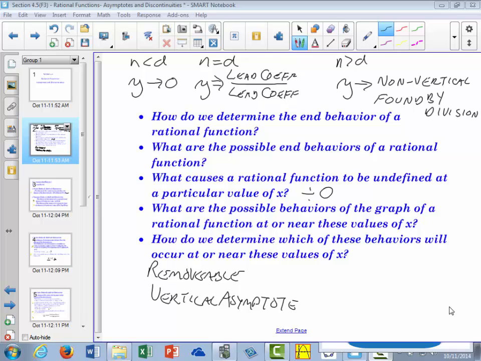How do we determine which of these behaviors will occur at or near these values of x? Well, a removable discontinuity will have a common factor in both the numerator and denominator at that value where x will create a division by 0. Whereas a vertical asymptote, that factor will only occur in the denominator.